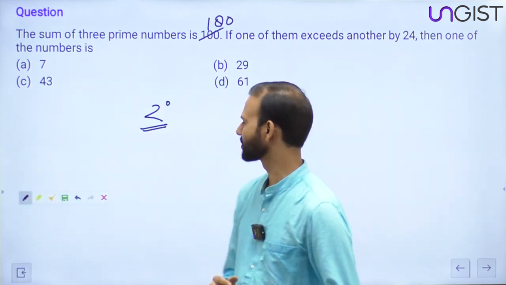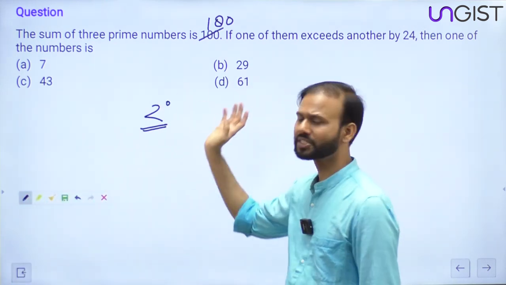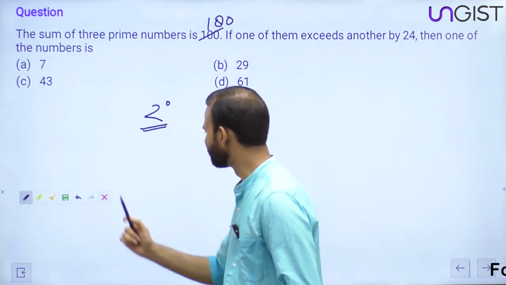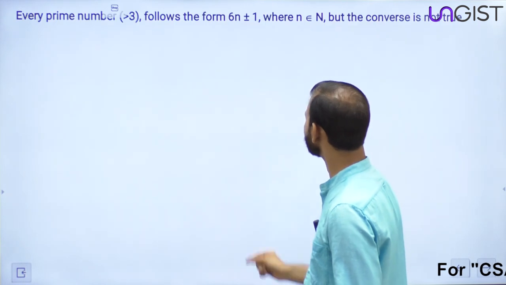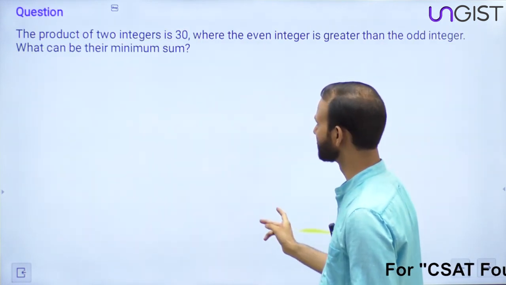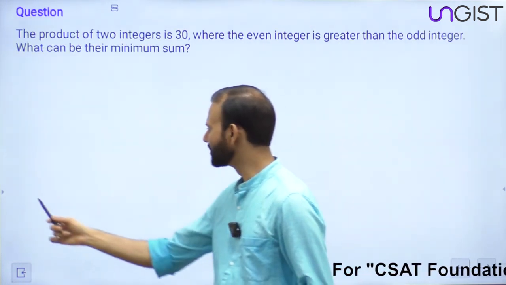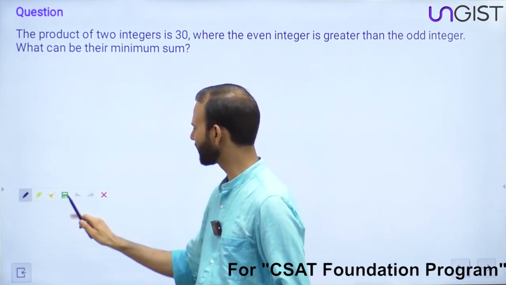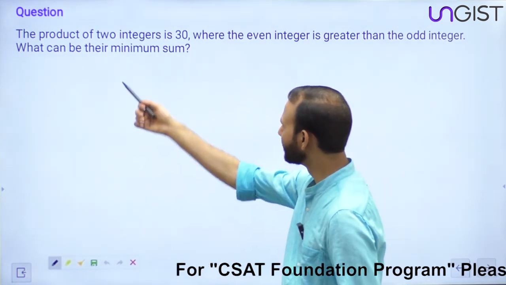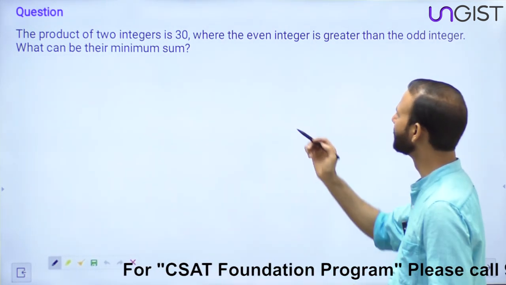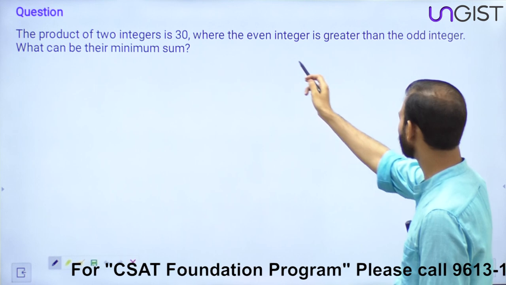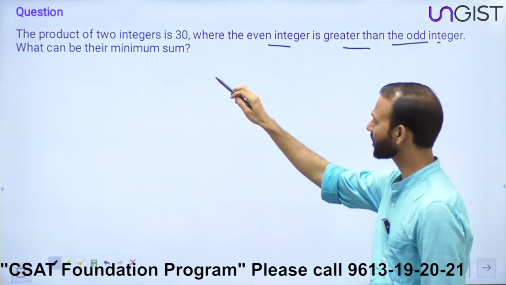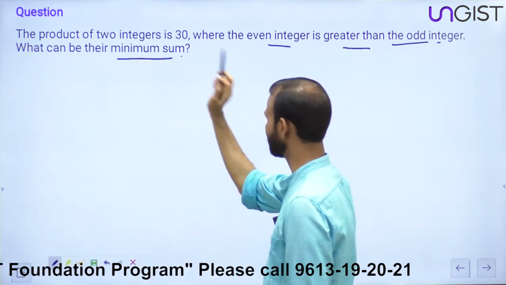After that, let's move to the next questions now, right? This type of questions we examine, they are expected actually. Now, all of you, let's talk about this property we did yesterday. Now guys, please read this question, and why I have given this question, I'll tell you the logic also. The question says the product of two integers is 30, where the even integer is greater than the odd integer. What can be their minimum sum?